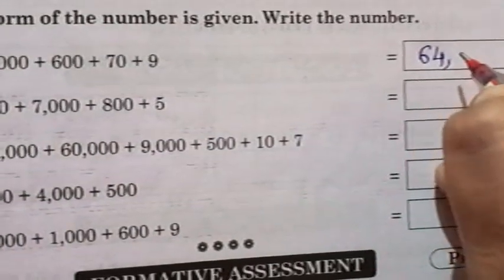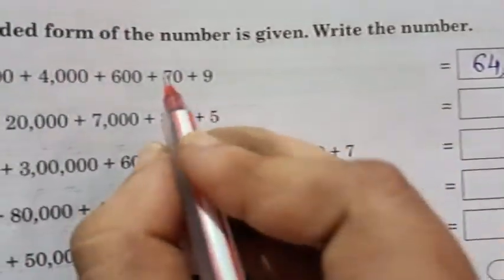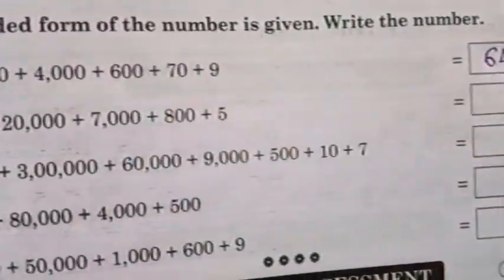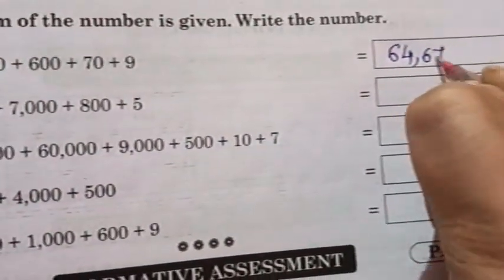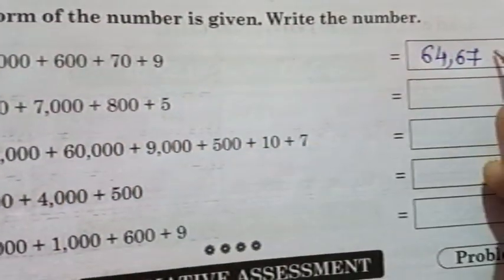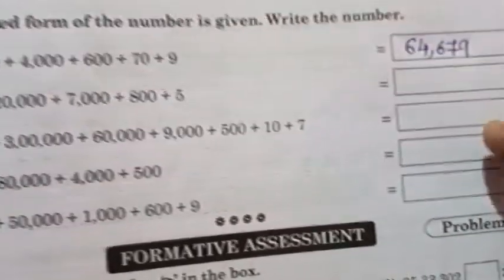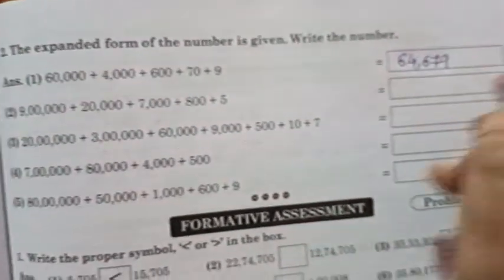So here you will write 6. 1 0 means tens place, so here you will write 7, and 9, that is units place, so here you will write 9. Is that clear?